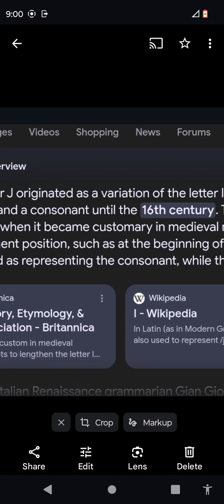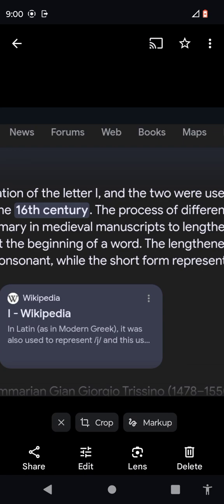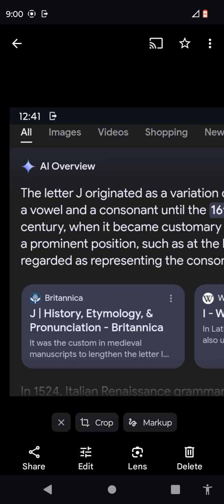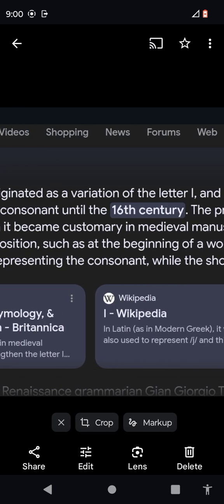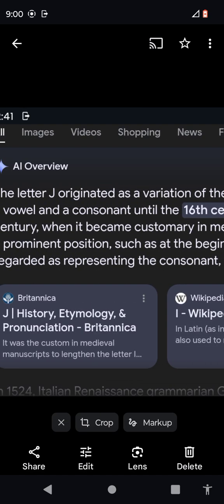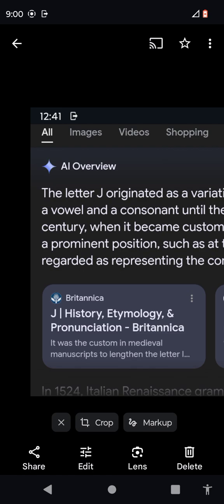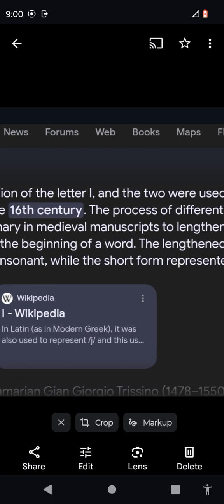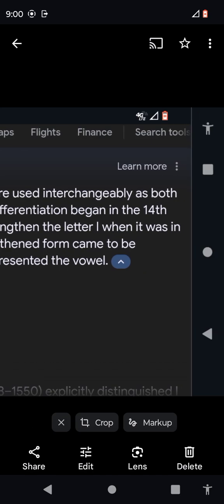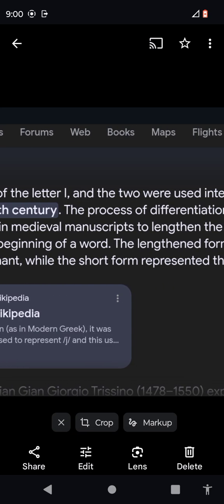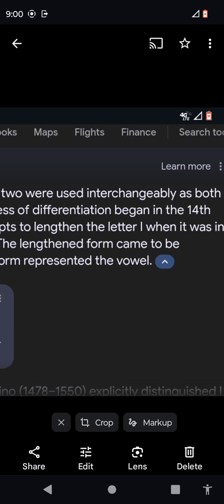The letter J originated as a variation of the letter I, and the two were used interchangeably as both a vowel and consonant until the 16th century. The process of differentiation began in the 14th century, when it became customary in medieval manuscripts to lengthen the letter I when it was in a prominent position, such as at the beginning of the word. The lengthened form came to be regarded as representing the consonant, while the short form represented the vowel.